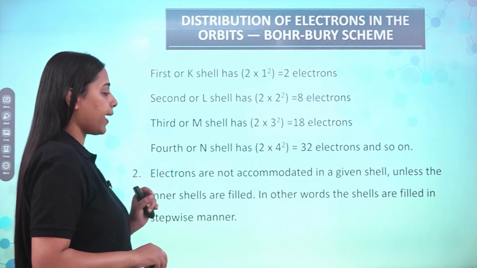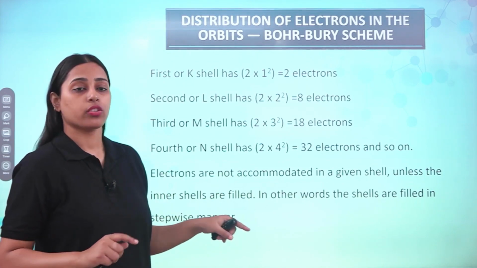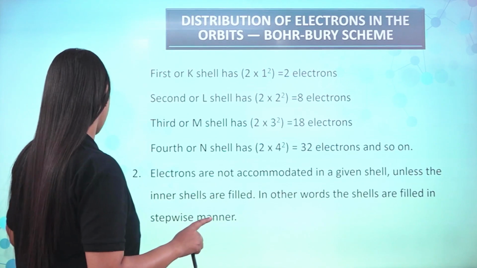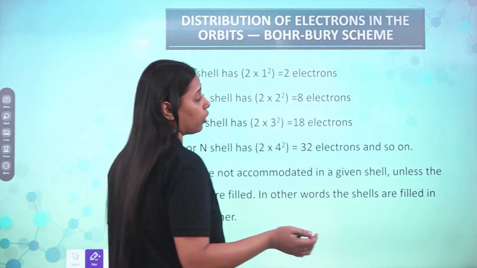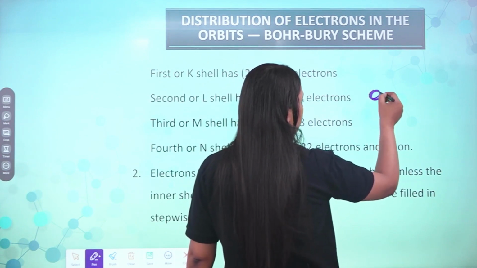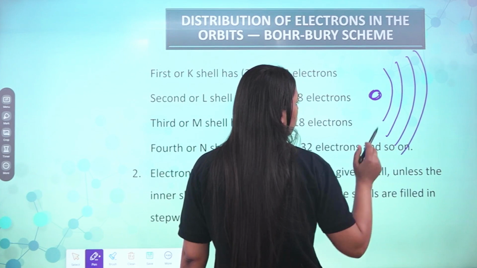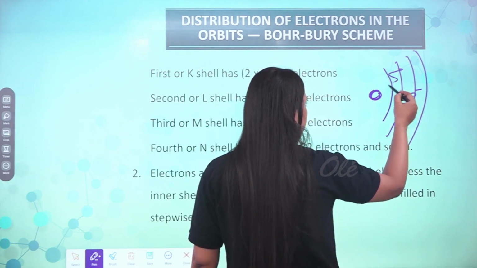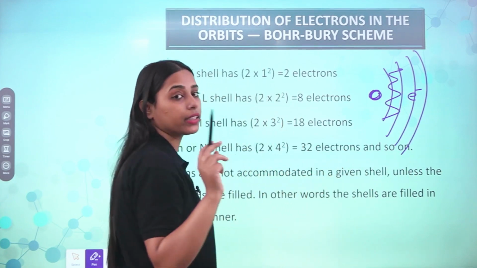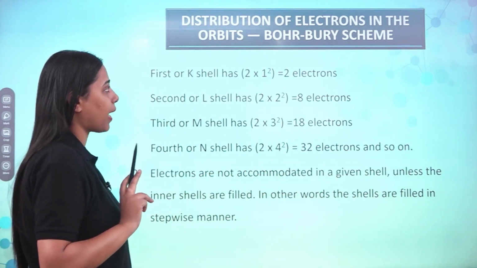Electrons are not accommodated in a given shell unless inner shells are filled. The more the atomic number, the more concentric rings will be drawn. So suppose this is the nucleus and these are multiple concentric shells. You cannot fill this shell unless these shells are filled. That is also a point you need to remember. It follows a stepwise manner.